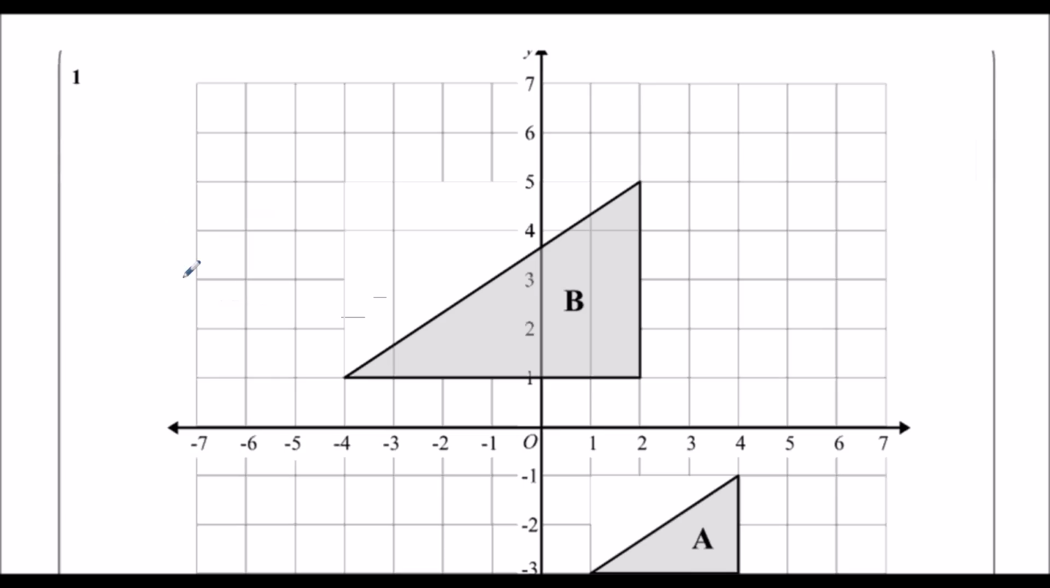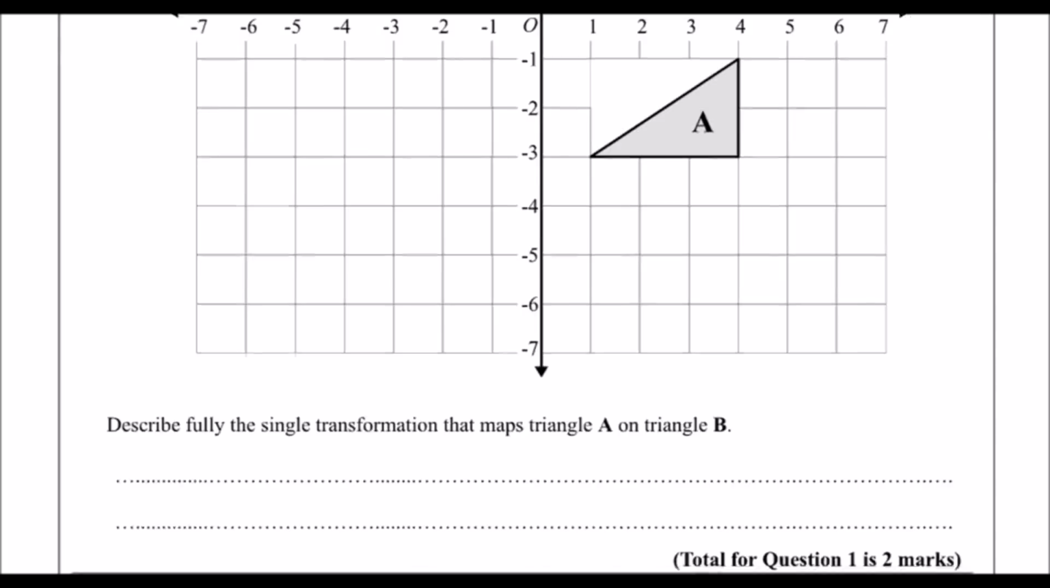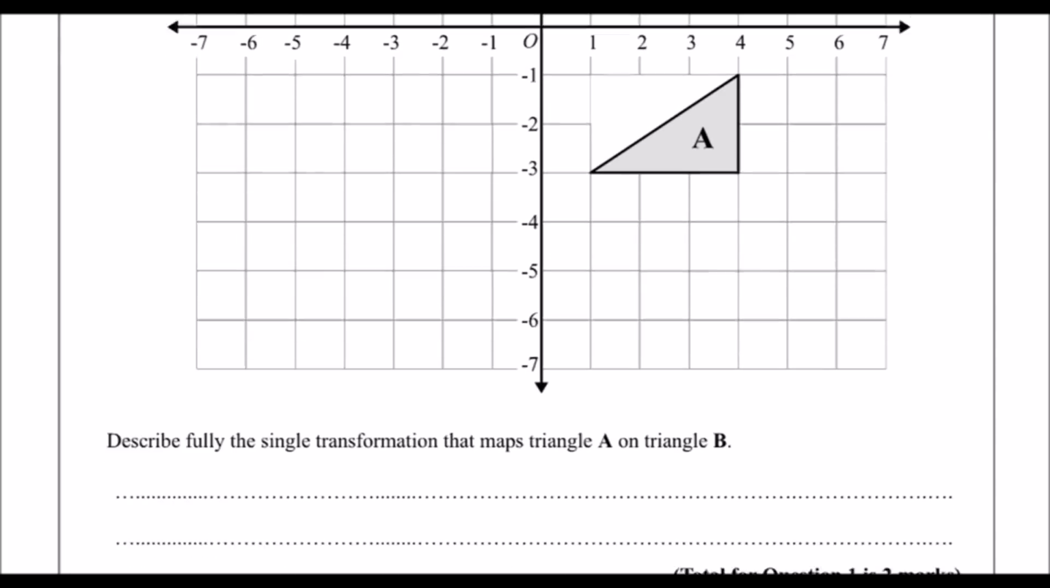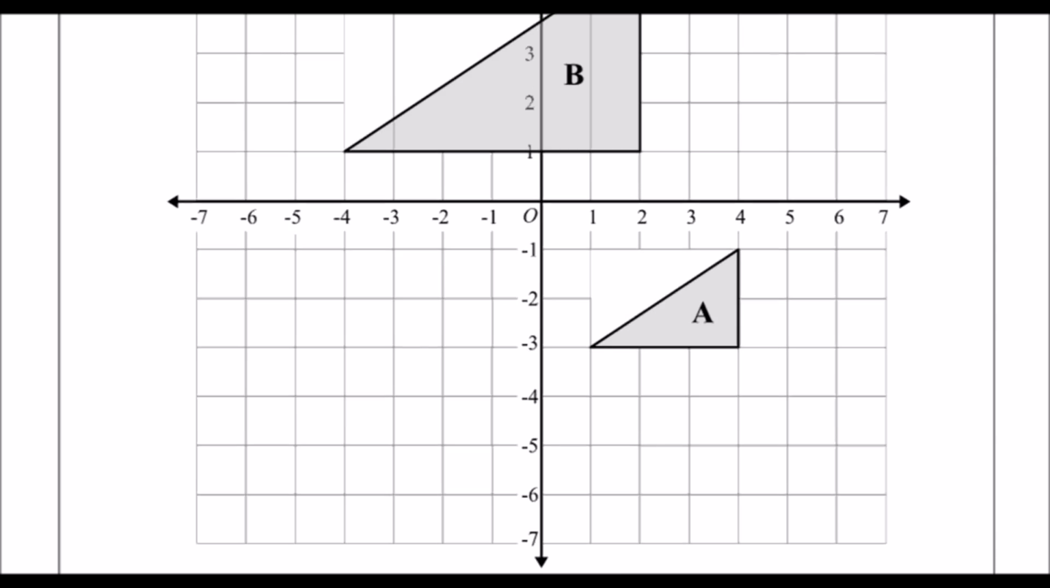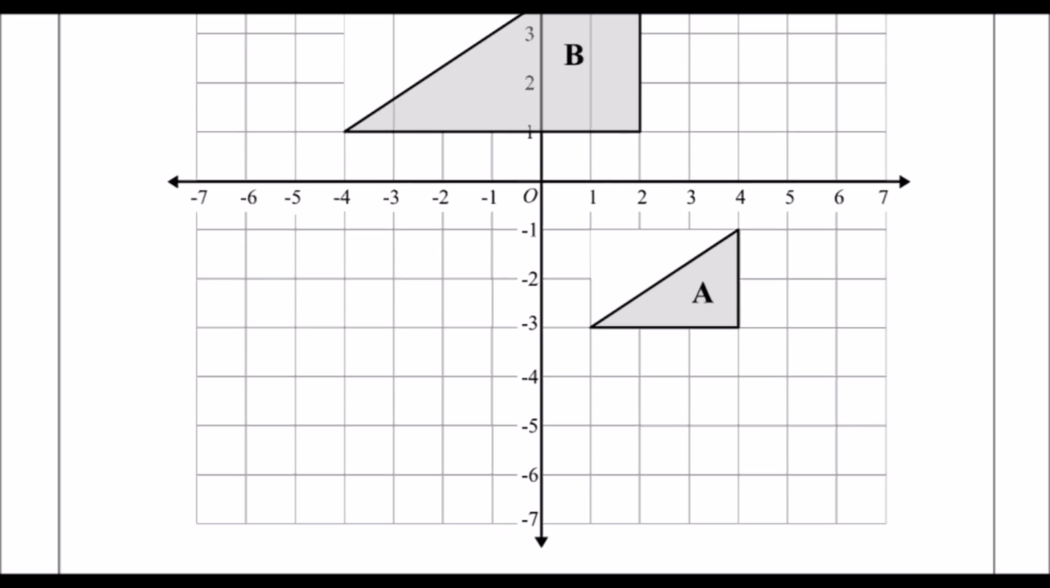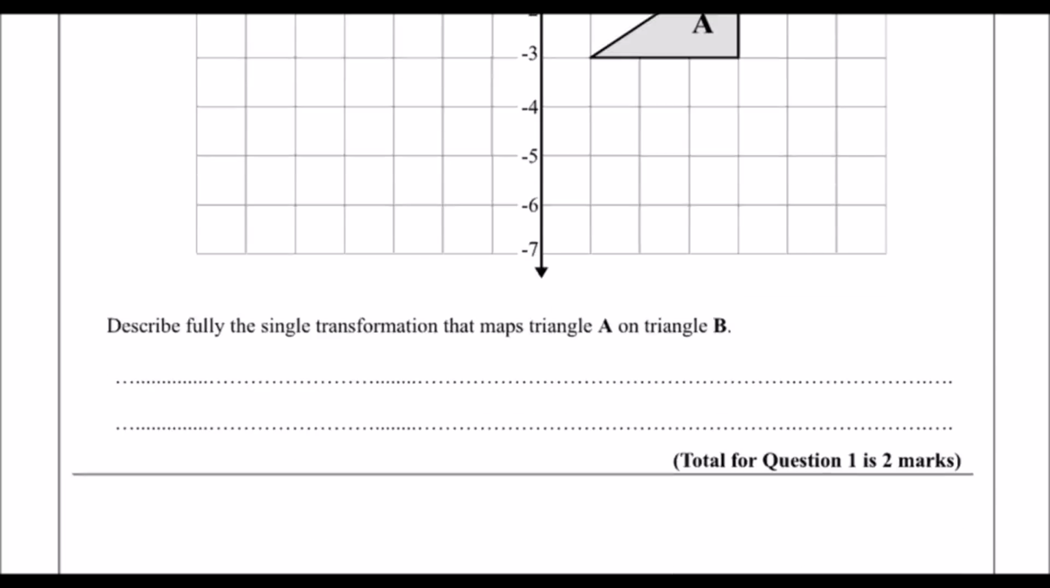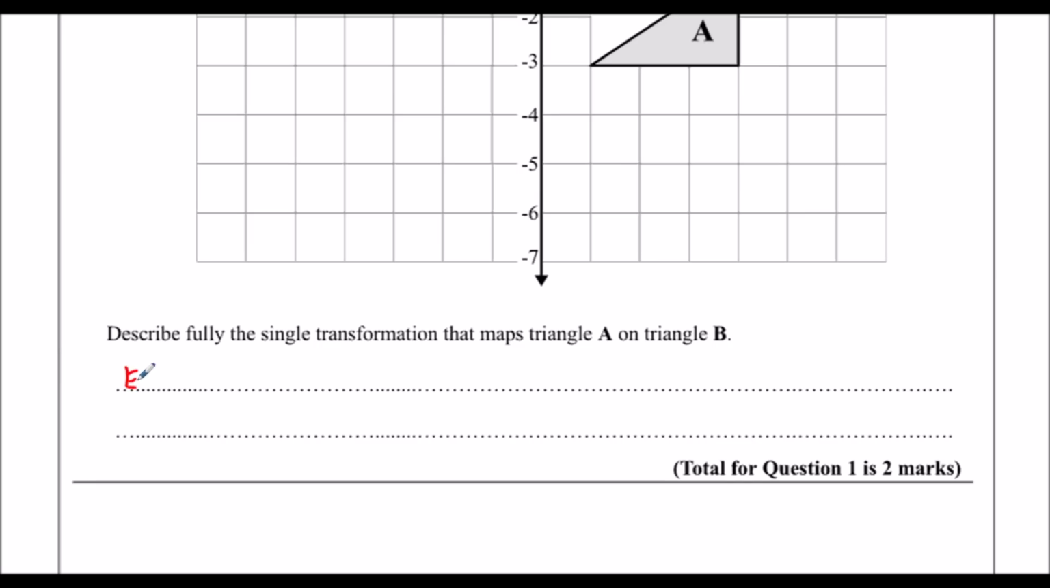Okay, let's start question one. So we've got two triangles drawn on the grid, and we have to describe fully the single transformation that maps triangle A onto triangle B. So how do we get from triangle A to triangle B? What's happened here? So it's an enlargement. You can see a change of size. So it's an enlargement.